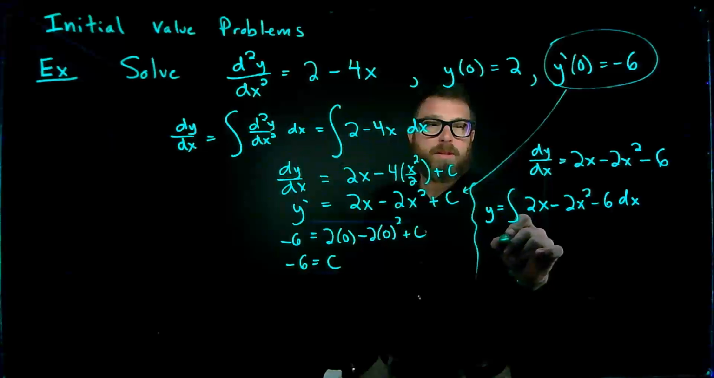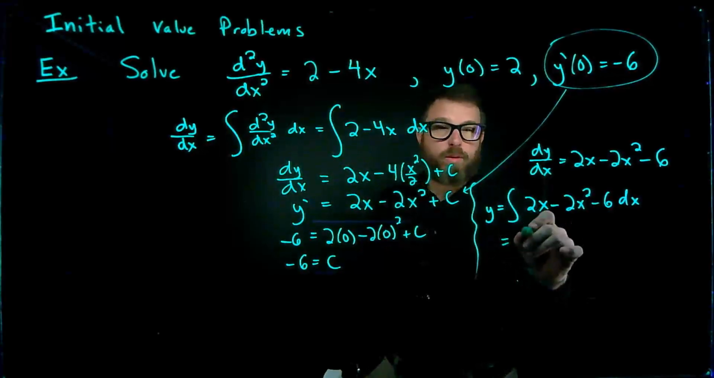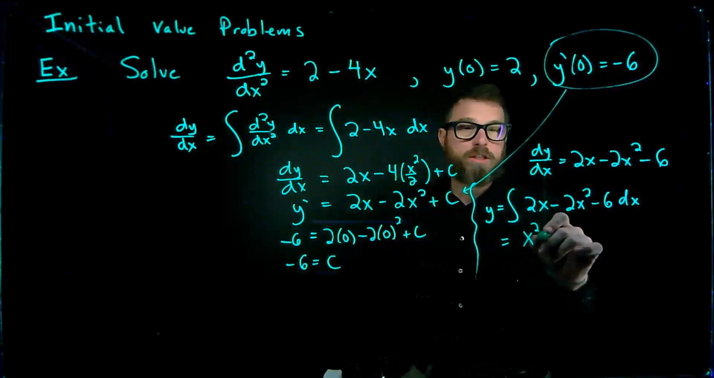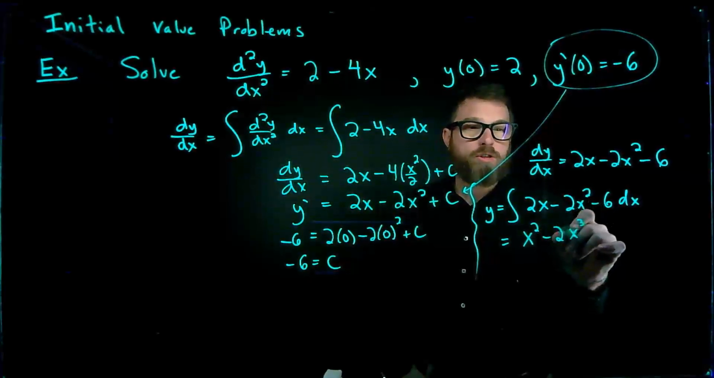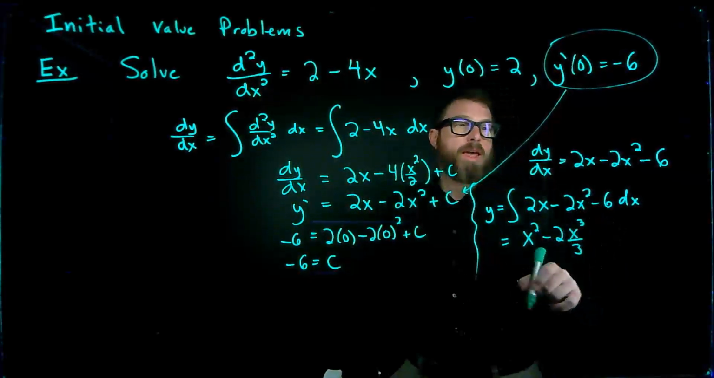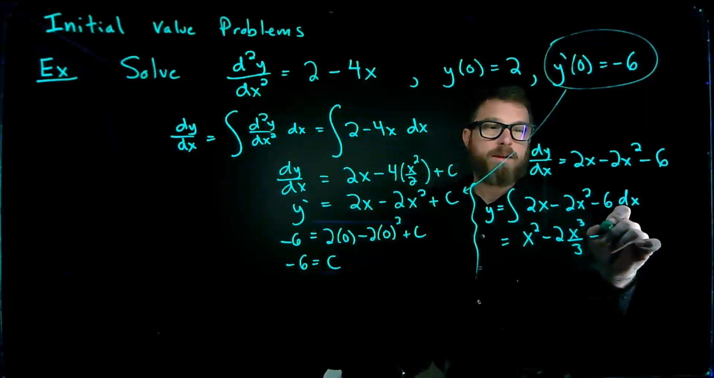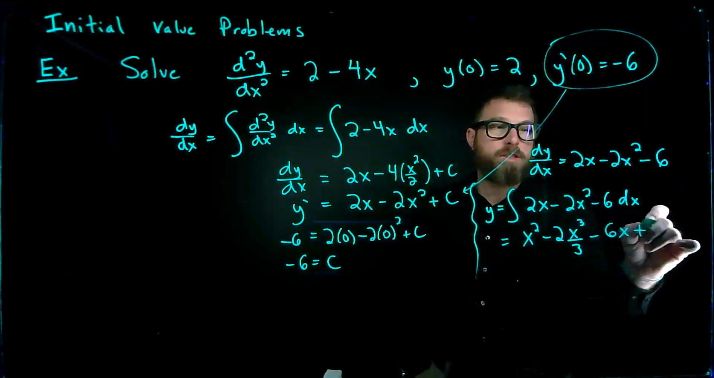So now the integral of this is going to be x squared. The integral of this is going to be minus 2 times x cubed over 3. And then the integral of negative 6 is going to be minus 6x. And then we have plus a c.